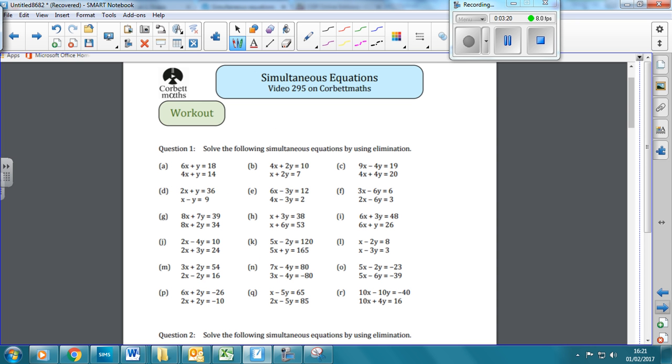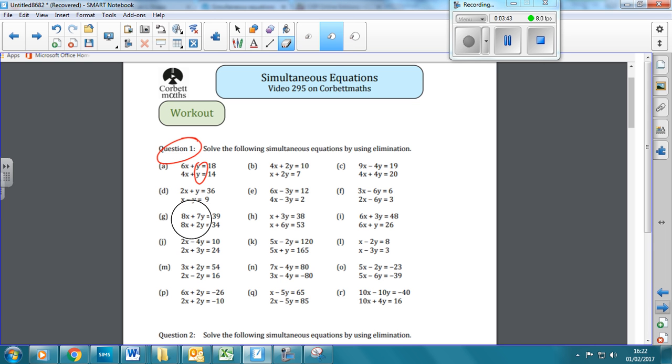Now, I've given you 3 worksheets which look like this. So what I'd like to do is start off with question 1. Question 1 should be relatively straightforward, because most of the time the y's are the same. When the y's aren't the same, here we've got the x's the same, but I want you to ignore the fact that the x's are the same. Always get the second letter the same, so get the y's the same.